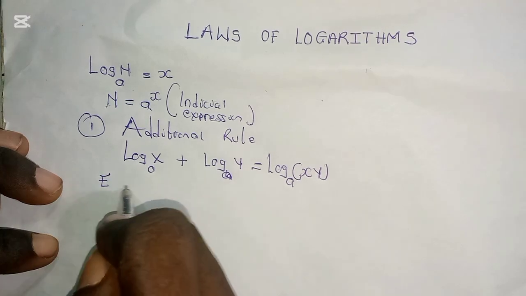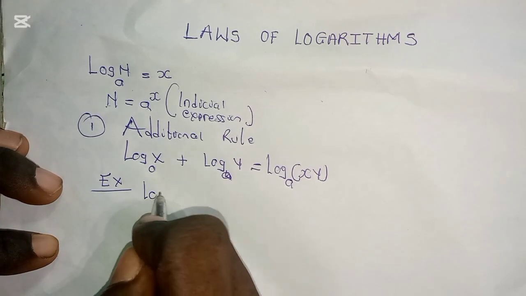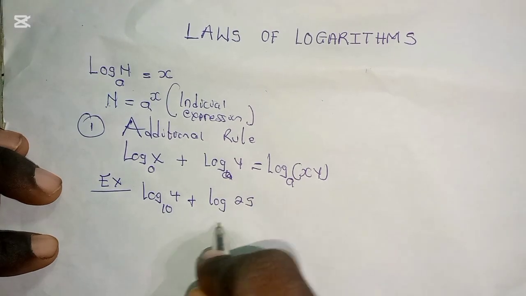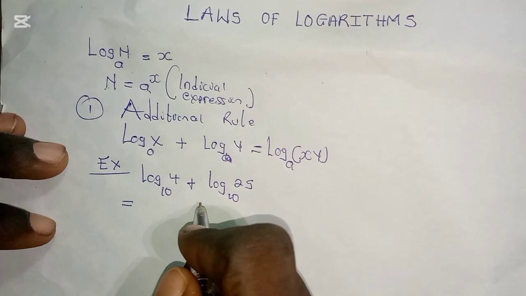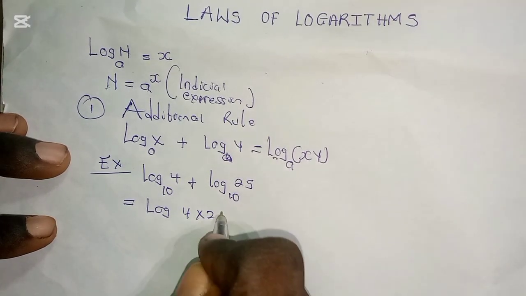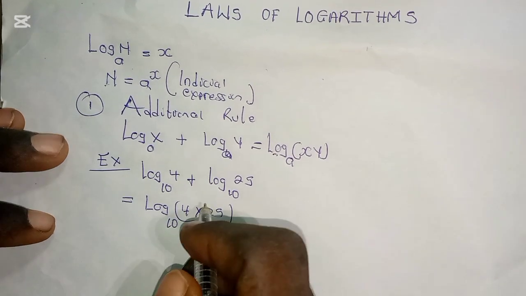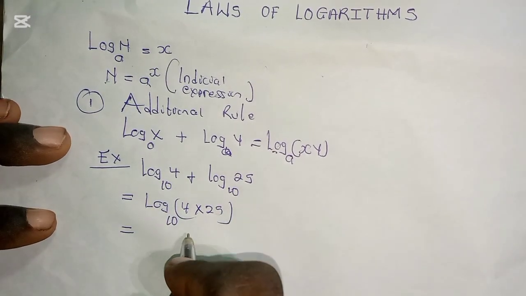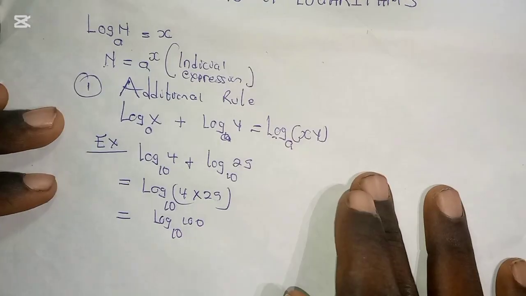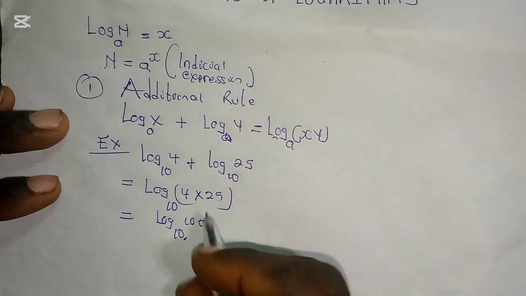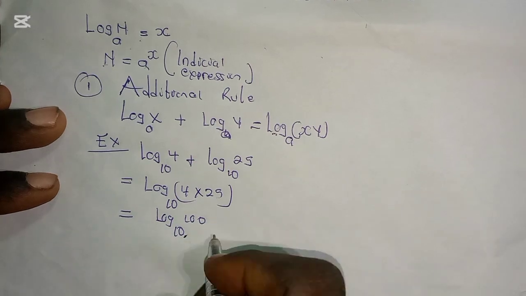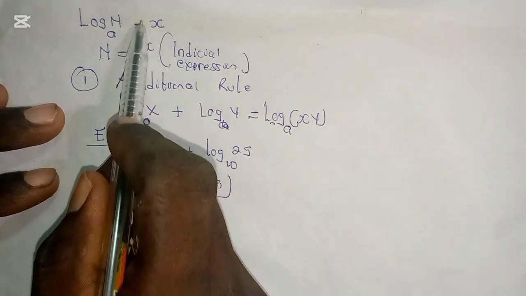So let's solve an example on this. When you have log 4 base 10 plus log 25 base 10, using this property, this is going to be log of (4 multiplied by 25) base 10. So 4 multiplied by 25 is 100, and we have log 100 base 10. Now we can solve this in two ways. We can solve it using the property listed above, or we can equate the number and the base. But let's use the property here now.